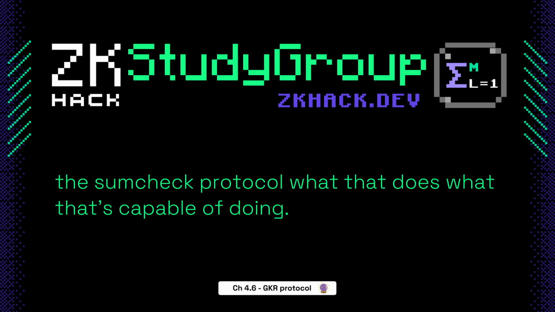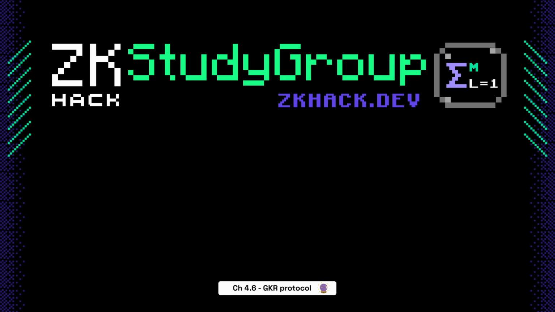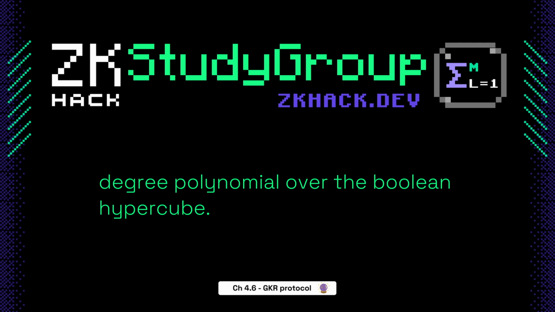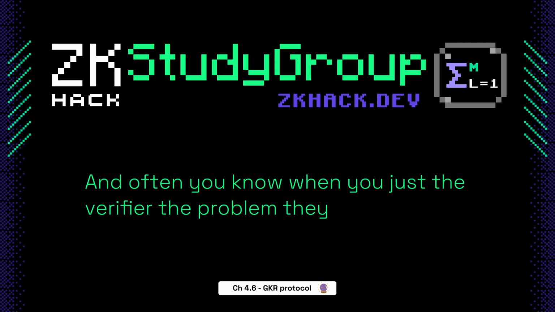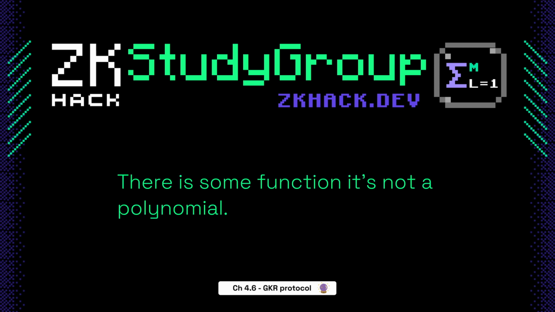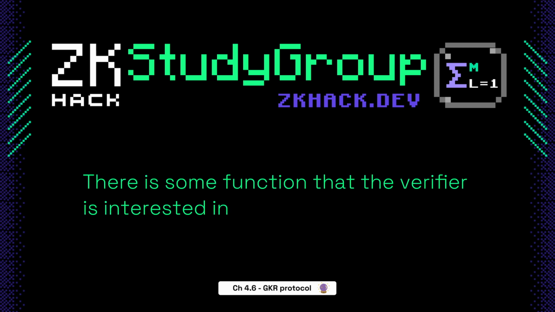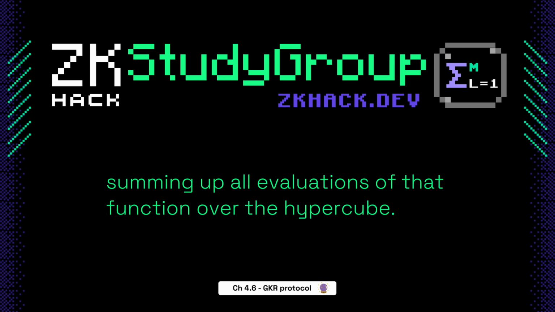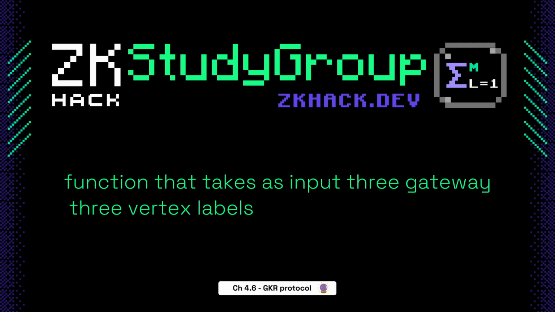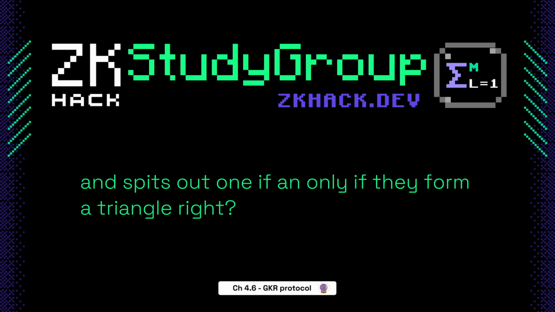The sum check protocol is capable of summing up all evaluations of some low degree polynomial over the Boolean hypercube. Often, the problem the verifier is interested in solving in these protocols involves some function. It's not a polynomial. There's some function that the verifier wants to sum up all evaluations of over the hypercube. For the counting triangles problem, that function takes as input three vertex labels and spits out one if and only if they form a triangle, right?